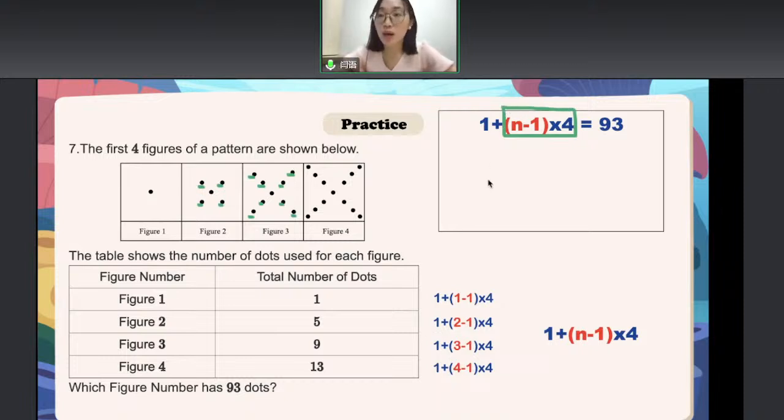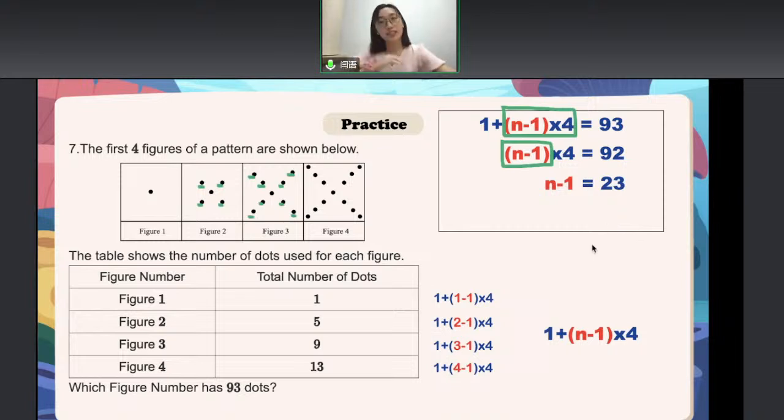Because again, according to the BODMAS rule, you need to count the bracket part and the multiplication part ahead of addition part. Okay, so what is the value of this group? 1 plus something equals to 93. So what is something here? Yes, it should be 92. And then for the bracket part, it times 4 equals to 92. So what is the value of n minus 1? What number times 4 equals to 92? Yes, it should be 23.